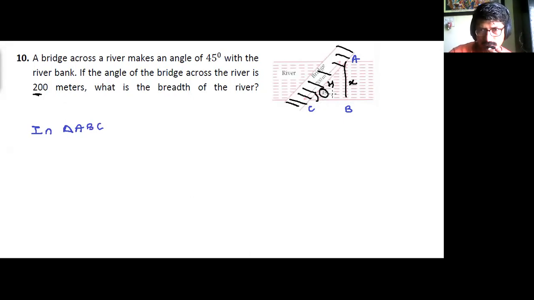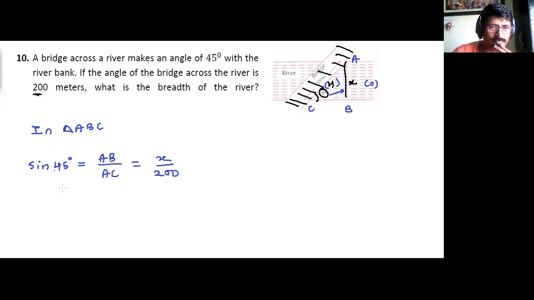Okay, why we use tan? No, we cannot use tan. This is opposite, and this is called as hypotenuse. So opposite upon hypotenuse, so it is sine theta. So sine theta or sine 45, you can say. Sine 45 degrees equals AB, which is the width of the river, upon hypotenuse, that is 200 meters, AC, isn't it? Which is x upon 200.